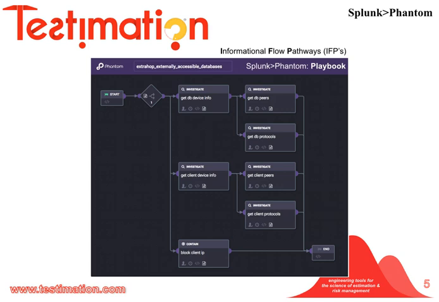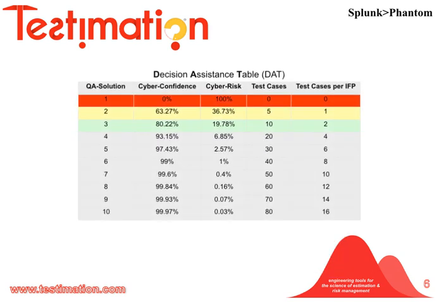Okay, the next thing we shall do is partake in a necessary diversion which the Security Operations Center team will need going forward. On screen you can see a decision assistance table constructed utilizing Testimation technology. The decision assistance table demonstrates that test effort increases as cyber risk tends to zero. So, which quality assurance solution should the Security Operations Center team apply?